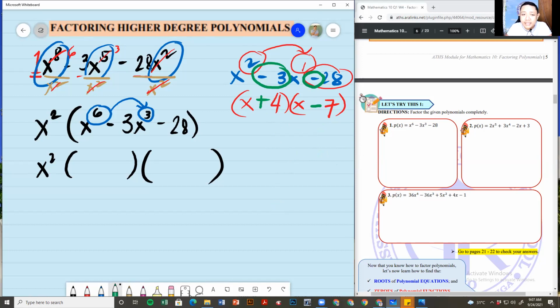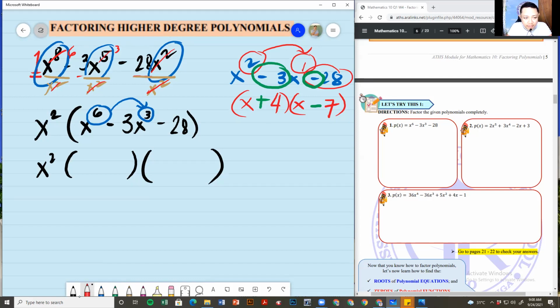Okay, so that is if it's x squared and x. Can you follow? But now we have 6 and 3. We will do the same pattern of factoring. Again, just like what I told you, we always go back to the regular factoring methods in factoring these higher degree polynomials. Okay? Let's continue.